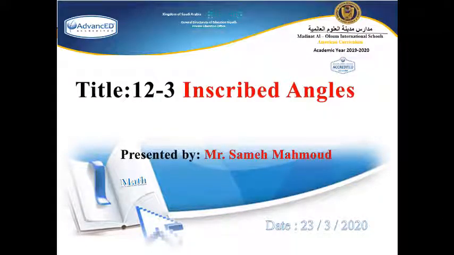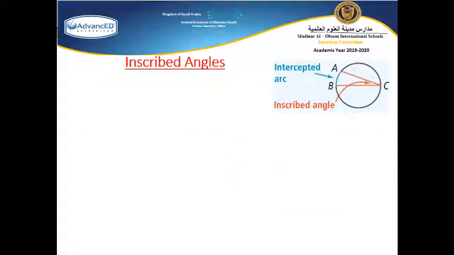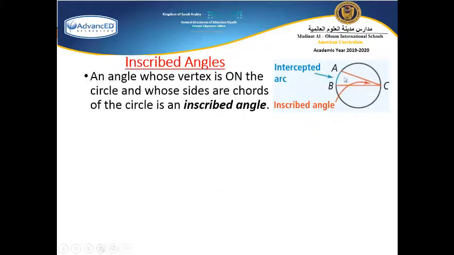Hello, good morning everyone. Our lesson today is about inscribed angles. An inscribed angle is an angle whose vertex is on a circle and whose sides are chords of this circle, like the angle ACB.